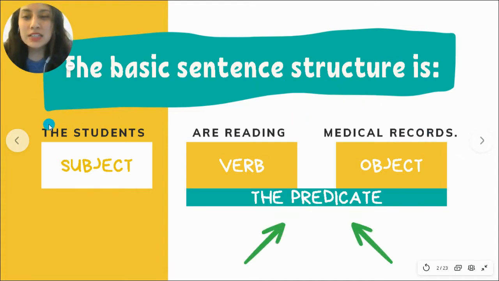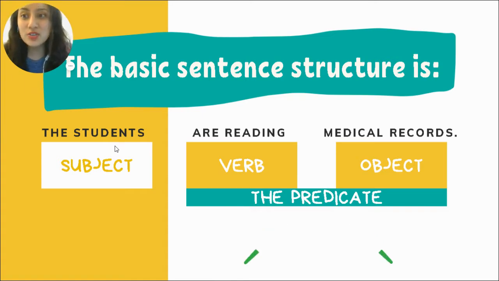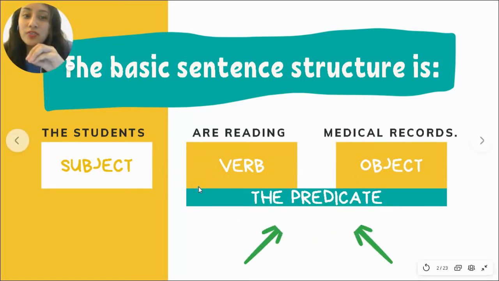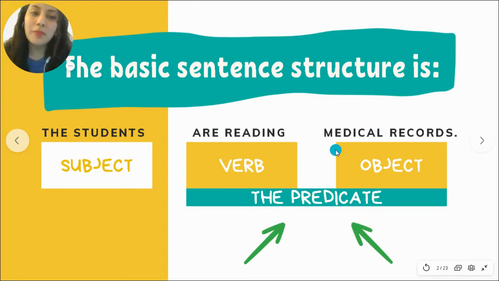So let's take this example. It says, the students are reading medical records. So the students is the subject because that is the doer of the action. That is the person or thing that is performing the action or living the state of being in the sentence. And then we have the predicate that has the verb and other parts. In this example, we have the verb that is are reading, and then we have other parts that is, in this case, an object, medical records.